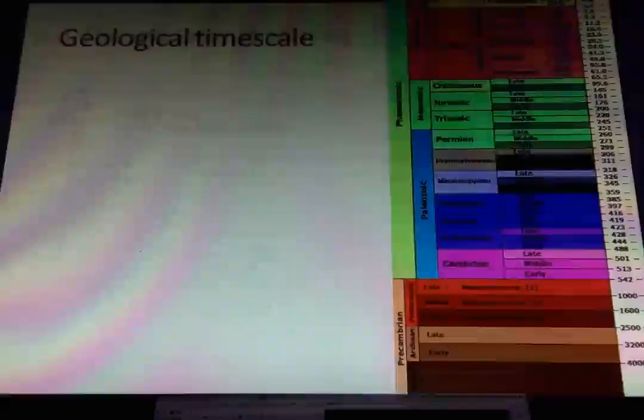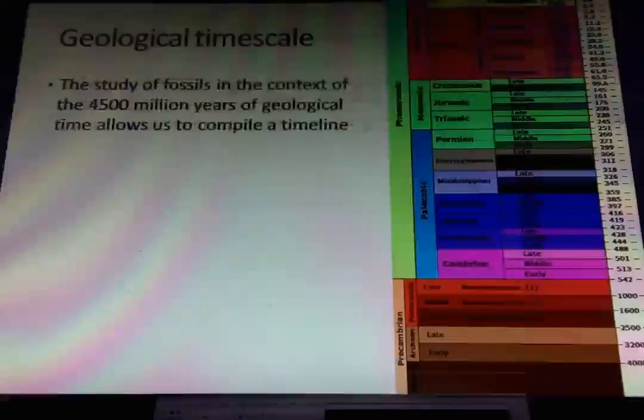So moving on then to geological timescales. The study of fossils in the context of 4,500 million years of geological time has allowed us to produce the timeline that we have on the right-hand side. So any changes in fossils, types of organisms that have existed, have allowed us to divide up the various time frames that have existed over the history of the planet. 4,500 million years of Earth history recorded in rocks.